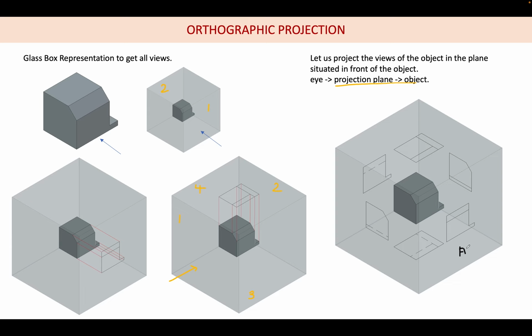So this is your front view. This is your top view. Here is the left side view, and this is the right side view. Here it is the rear view, and here it is the bottom view. Like this we have 6 views. I have named each and every view.